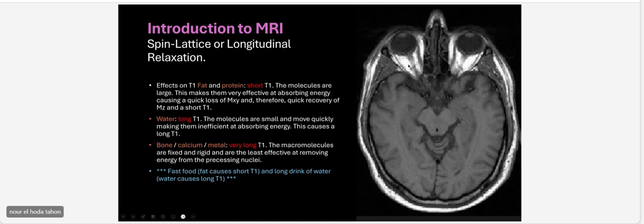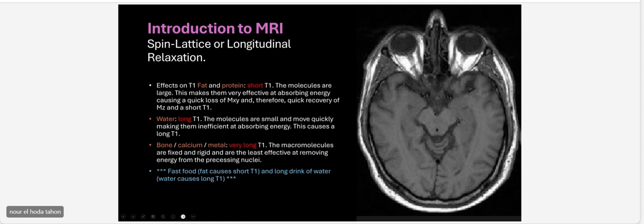You can see here the intraconal fat of the orbit is bright, as well as the white matter, which also contains fat, so it's bright. And again, you can see the fat here in the subgaleal or subcutaneous tissue is hyperintense as well. So at least now you know fat is short T1 and bright, because it's a large molecule and it starts to absorb energy very quickly and recover very quickly.